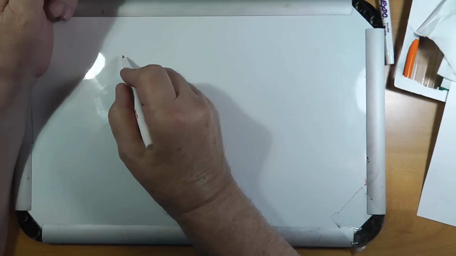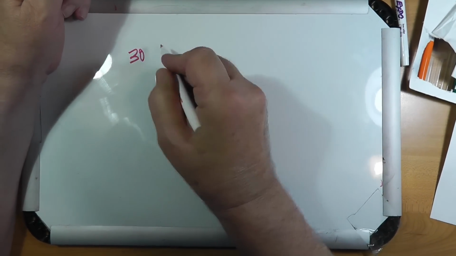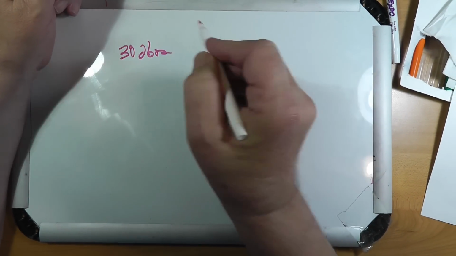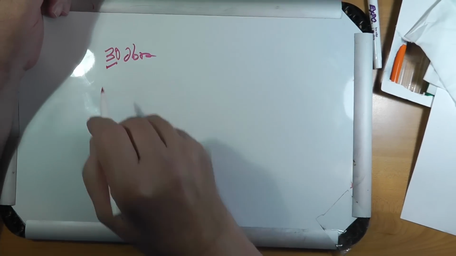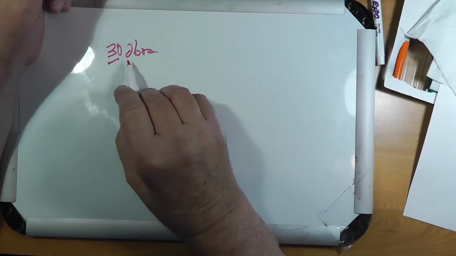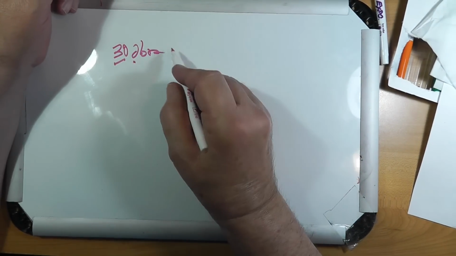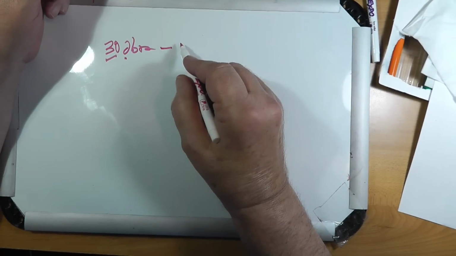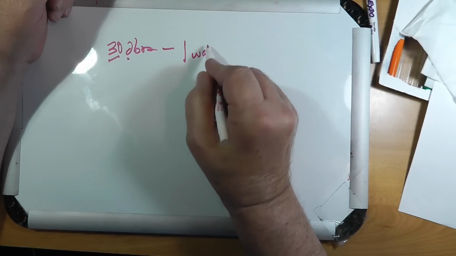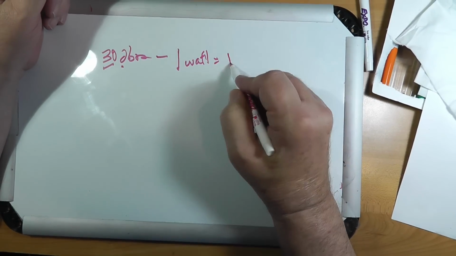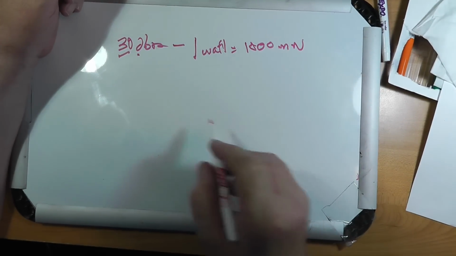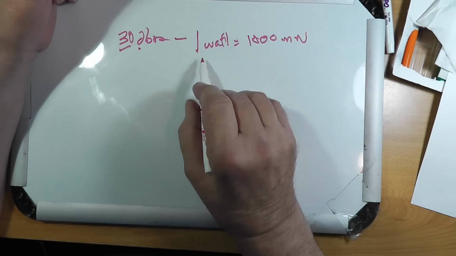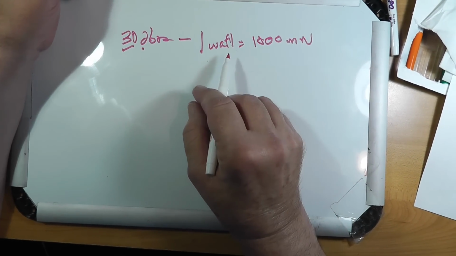So let's suppose we have 30 dBm. 30 dB is a factor of 1,000 because you've got 3 zeros. So that would be the equivalent of 1 watt, which equals 1,000 milliwatts.